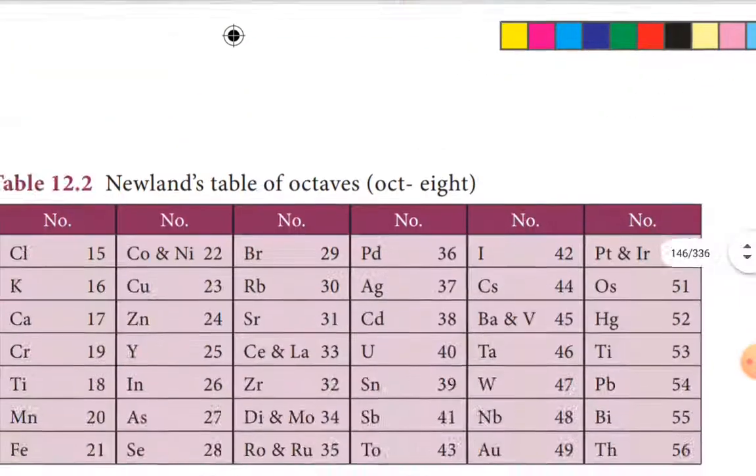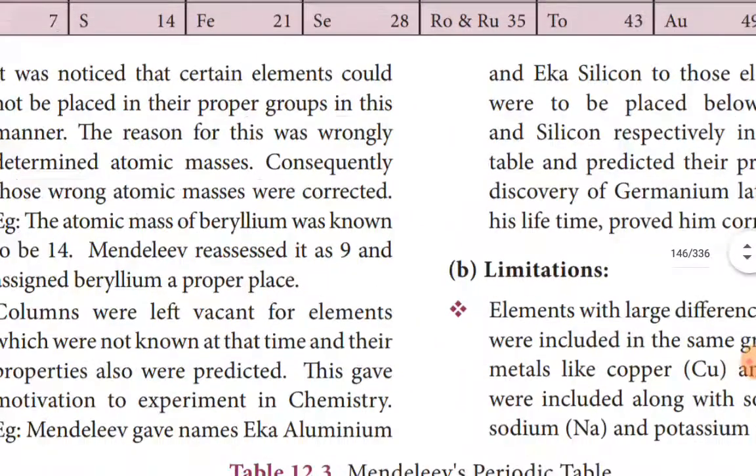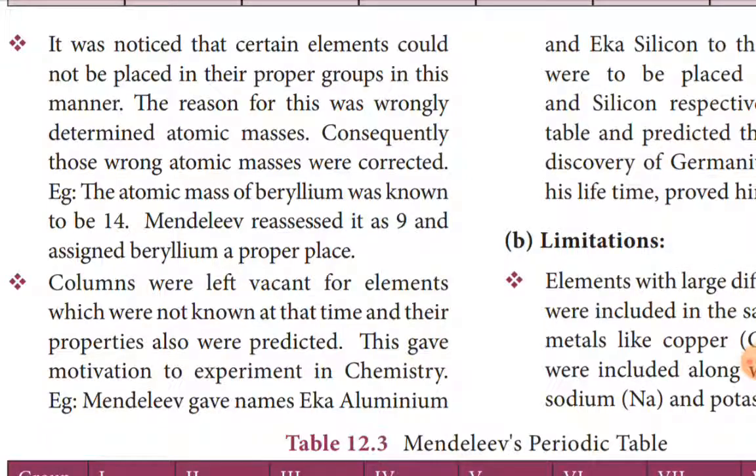Next, it was noticed that certain elements would not be placed in their proper group in this manner. The reason for this is the wrong determination of atomic mass. So Mendeleev corrected the atomic mass and placed the element in the correct position.